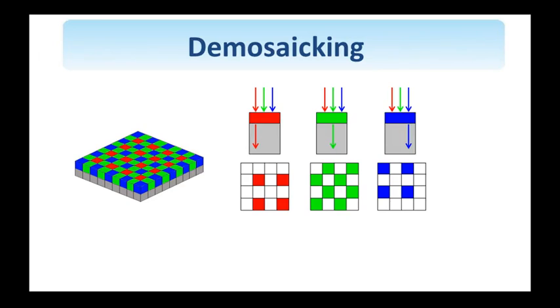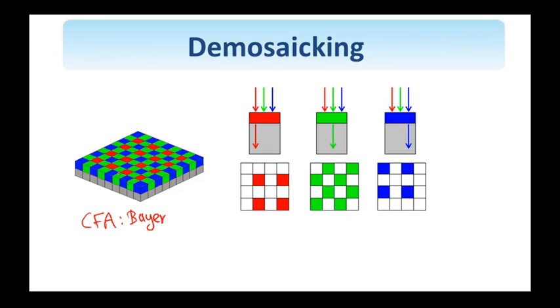Another recovery problem is that of demosaicing. Most modern digital cameras acquire images using a single image sensor overlaid with a color filter array. The most commonly used one is the Bayer CFA, shown here. According to it, 50% of the pixels are green and 25% are red and blue.